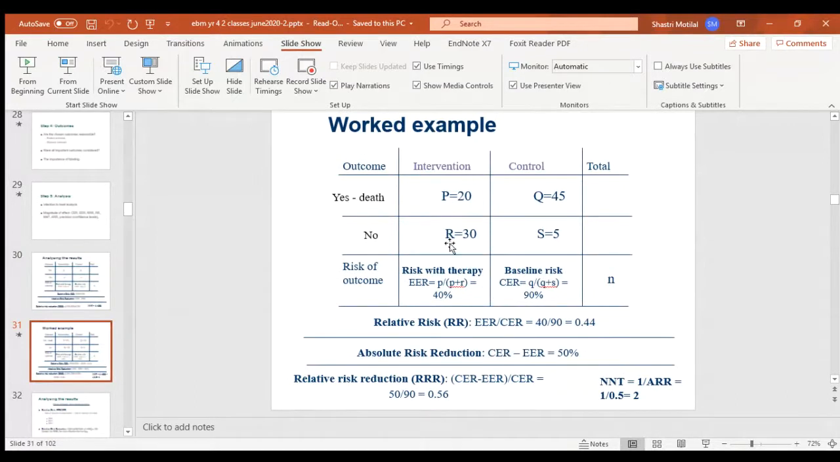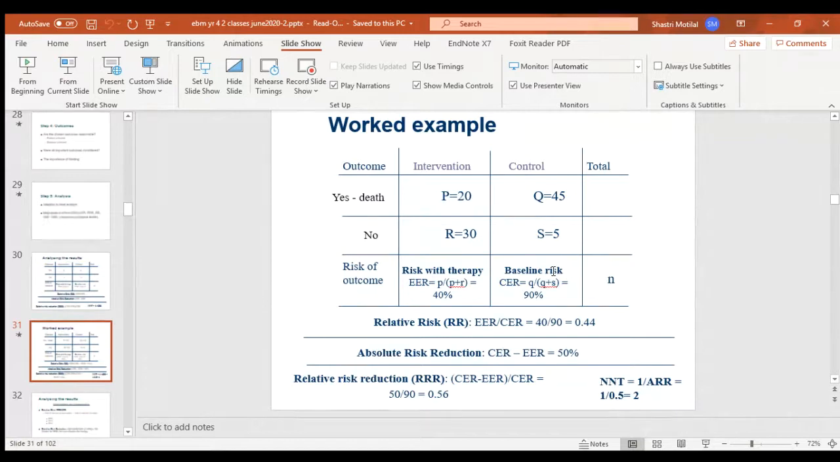In this example, we see 50 people got an intervention and 50 people got a control. Now, what's the experimental event rate? 20 over 50, which is 40%. So this is 40% of people who got the intervention died. Remember, what we reported is the death rate. In the control, there were 50 people, 45 of them died. So what's the control event rate? 45 out of 50, which is 90%.